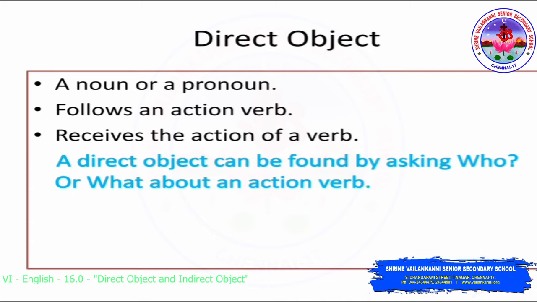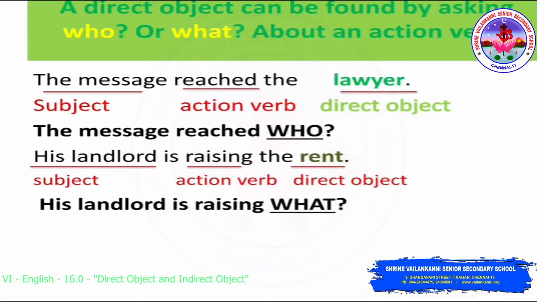Now let's look at some examples. The message reached the lawyer. The message is the subject here. Reached is the action verb. The message reached who? Lawyer, which is your direct object.